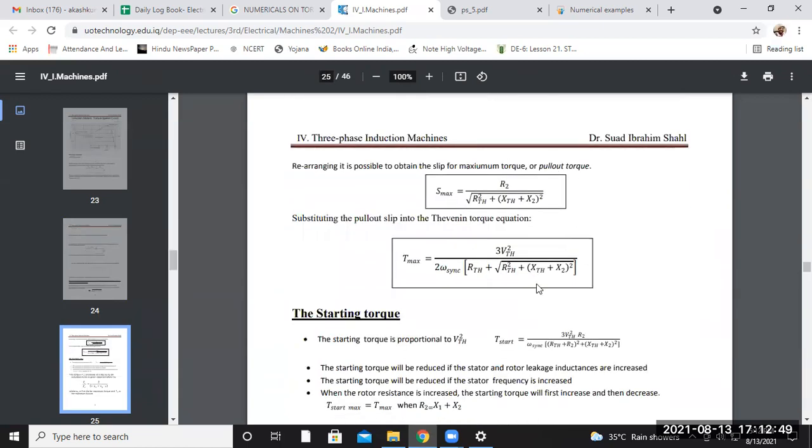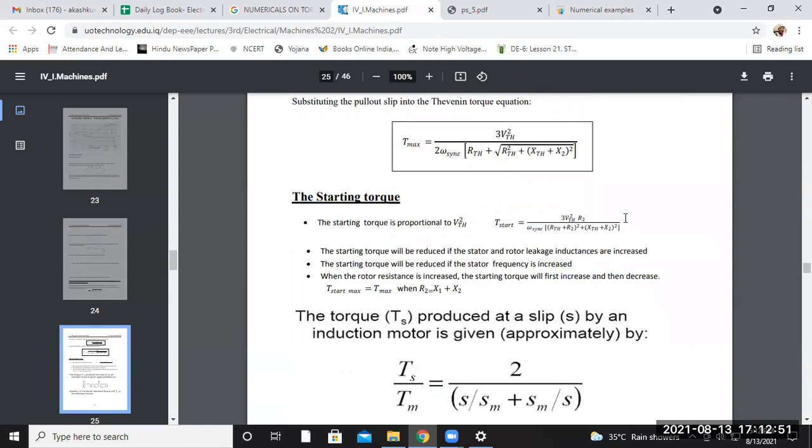This is not the explanatory part for you. The starting torque, you must remember, is the starting torque of your induction machine. It is given by 3 Vth squared R2 divided by synchronous speed times (Rth plus R2) squared plus (Xth plus X2) the whole squared. So this is the starting torque of the induction machine.